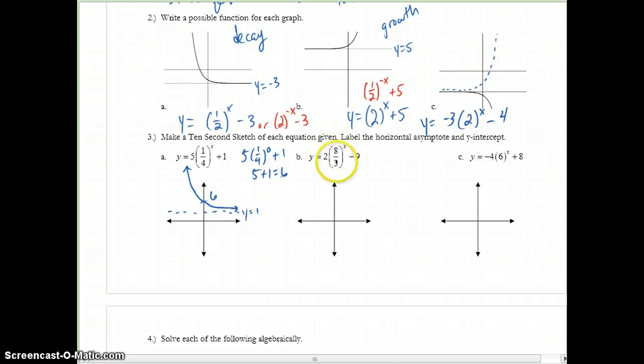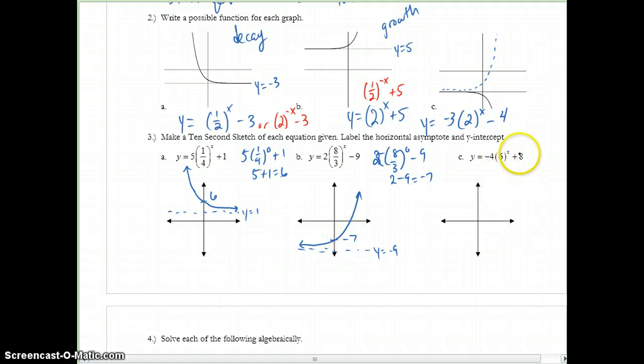Second equation, 8/3 is greater than 1. Horizontal asymptote, -9. Because that 8/3 was greater than 1, we're looking at growth. Find out the y-intercept. That's 2 times 8/3 to the 0. 8/3 to the 0 is 1. 2 minus 9 is -7.